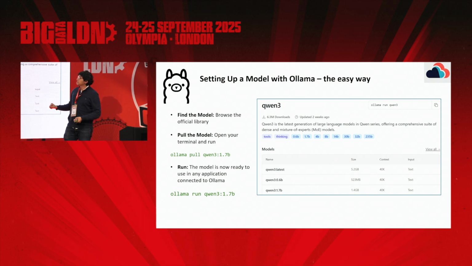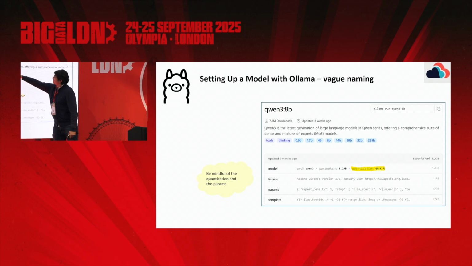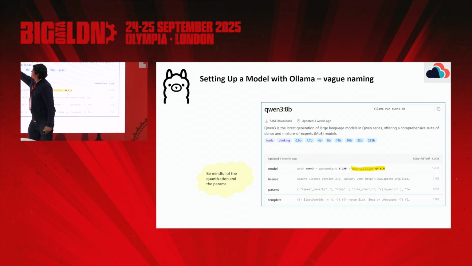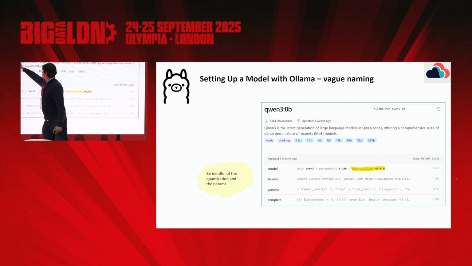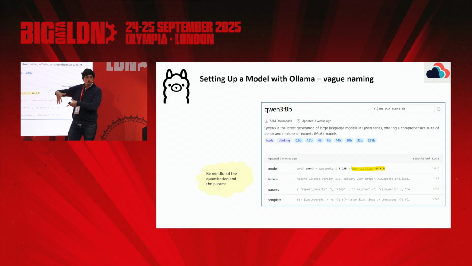But the thing is, remember the quantization talk we had just now? They're not really telling you in the naming convention. They're just saying this is Qwen3 8 billion parameters. But if you go into it, you see it's a Q4 quantization. It's not really the full model.